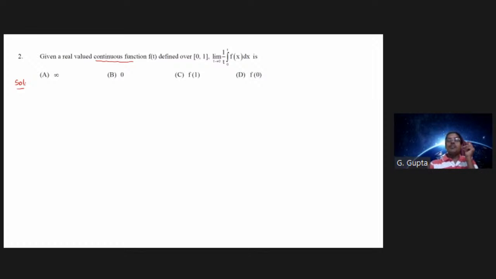The question is, limit t tends to 0, 1 upon t, integral 0 to t f of x dx. So this is a limit and integration, two applications problem. Okay, two topics, limits as well as integration.